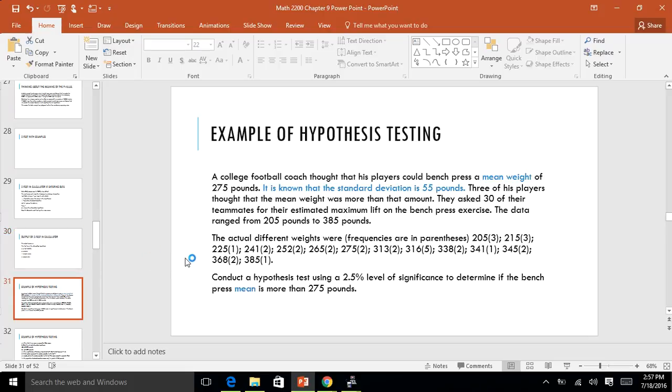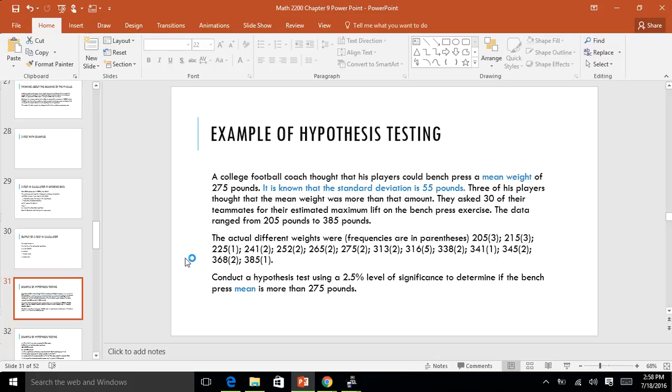A college football coach thought that his players could bench press a mean weight of 275 pounds. It is known that the standard deviation is 55 pounds. Three of his players thought that the mean weight was more than that amount. They asked 30 of their teammates for the estimated maximum lift on a bench press exercise. The data ranged from 205 pounds to 385 pounds. The actual weights are below.